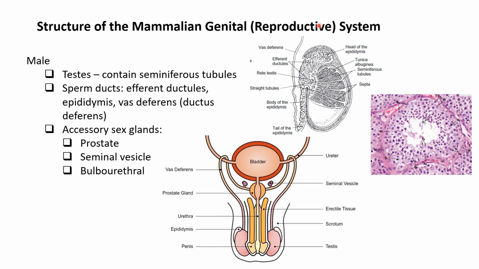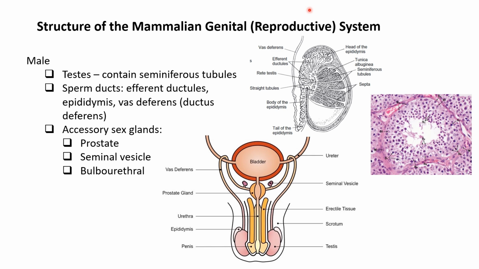Inside the testes are the highly convoluted seminiferous tubules. The walls of these tubules contain the spermatocytes, from which the mature sperm cells will develop. From the seminiferous tubules, sperm cells will swim to the efferent ductules, and then to the epididymis, where they are temporarily stored until ejaculation.